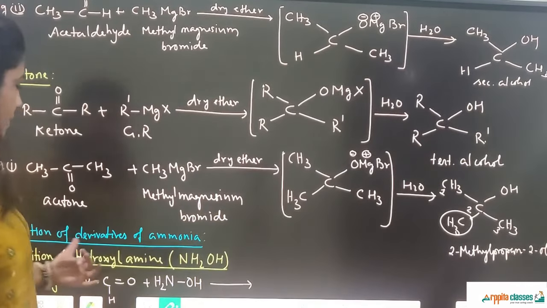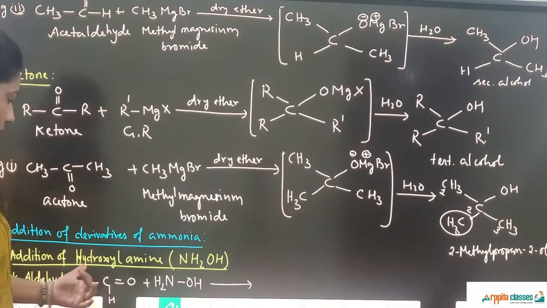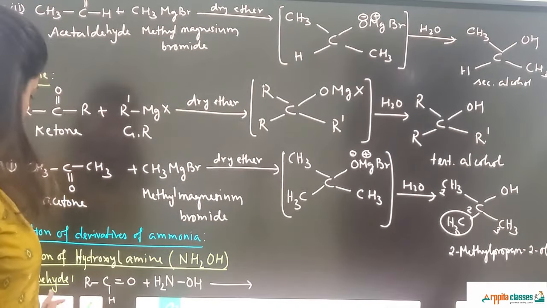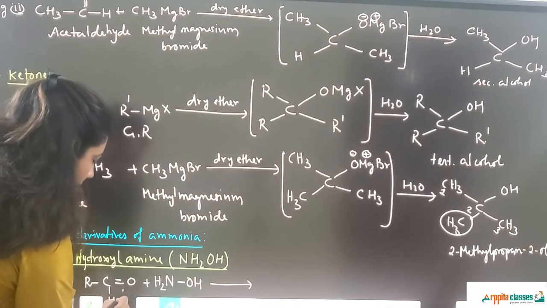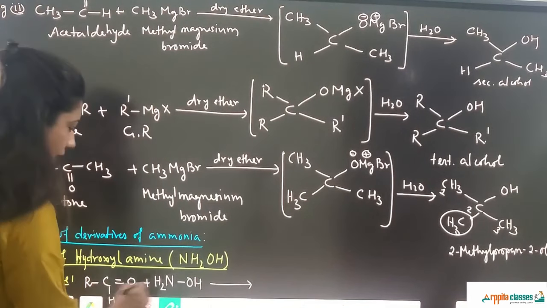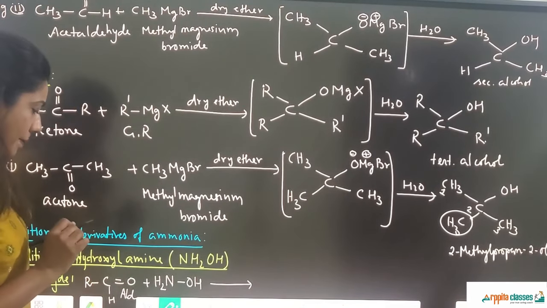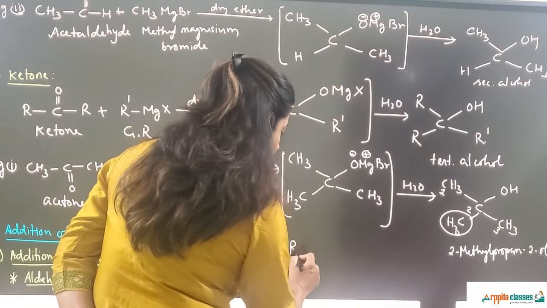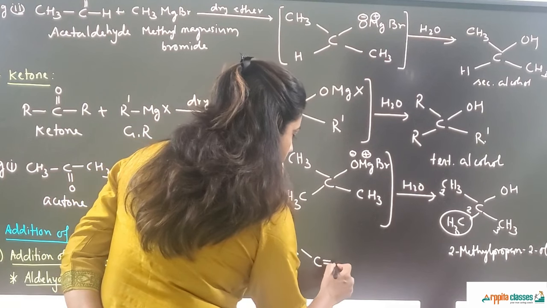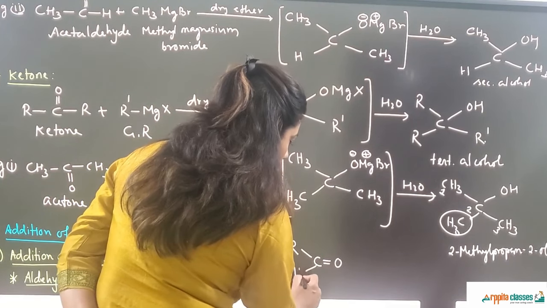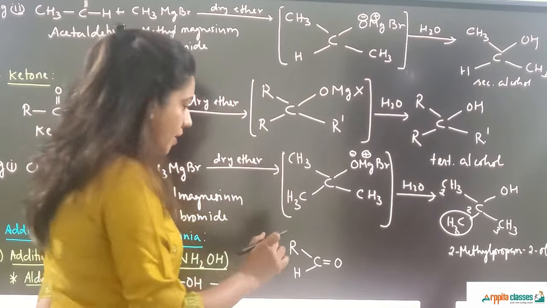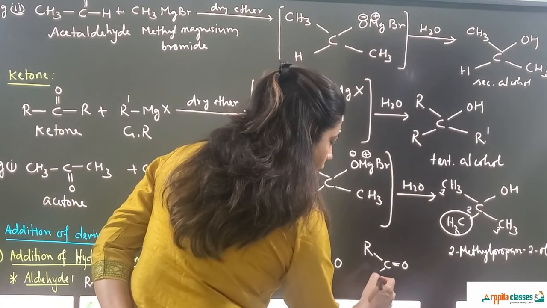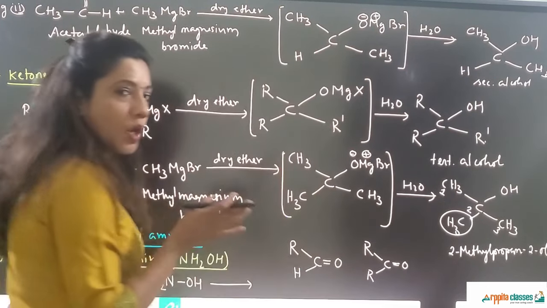So, action of derivatives of ammonia, the first is addition of hydroxylamine. Hydroxylamine, if you remember, is NH2OH. We are adding it to aldehyde. This is my aldehyde, I am writing in short, aldehyde plus NH2OH. Always remember, when you do this reaction, the double-bonded O of the carbonyl group you have to keep on this side. Whether it is aldehyde or ketone, the double-bonded O part you will write horizontally.